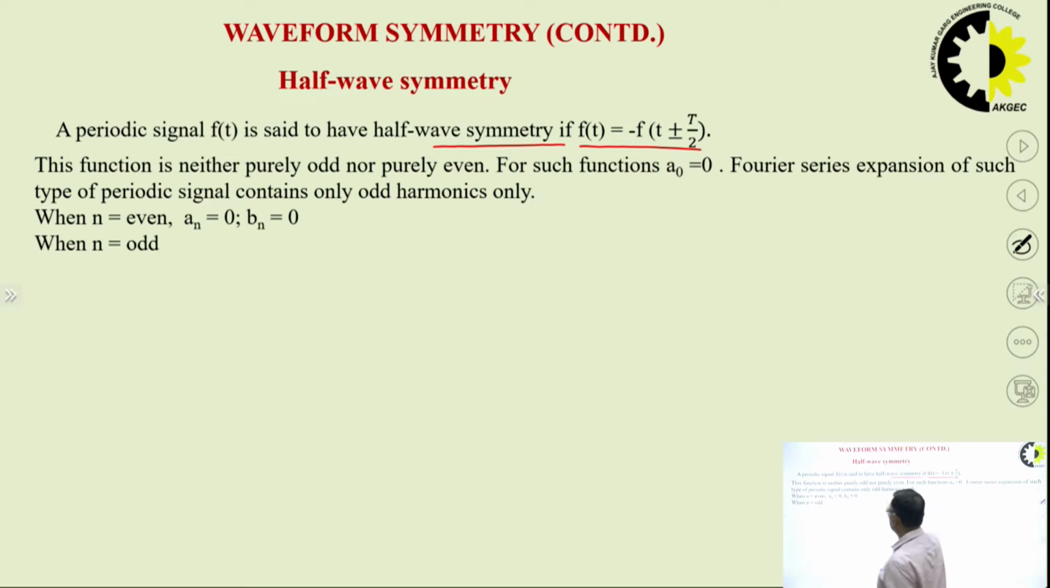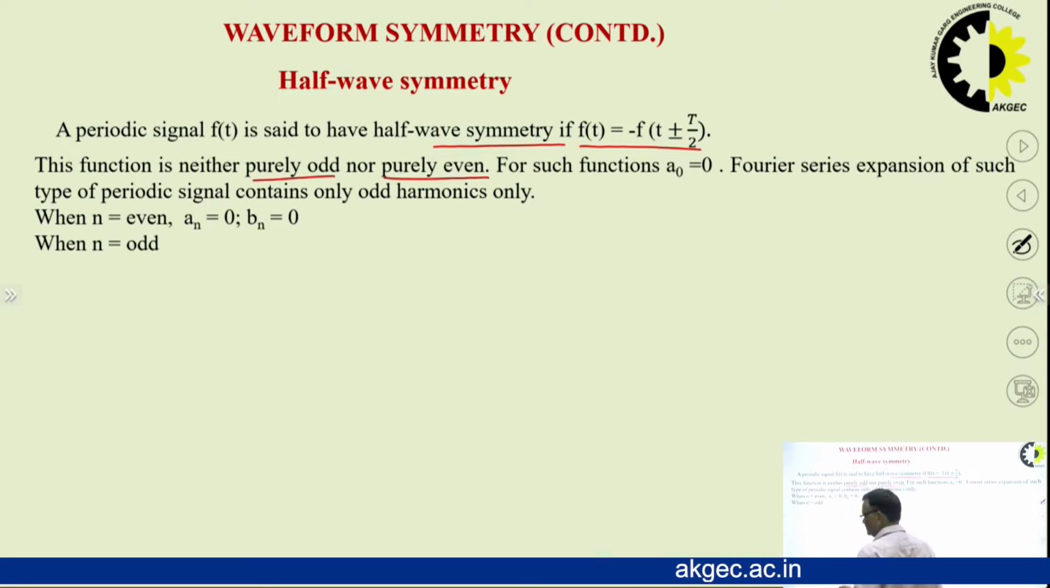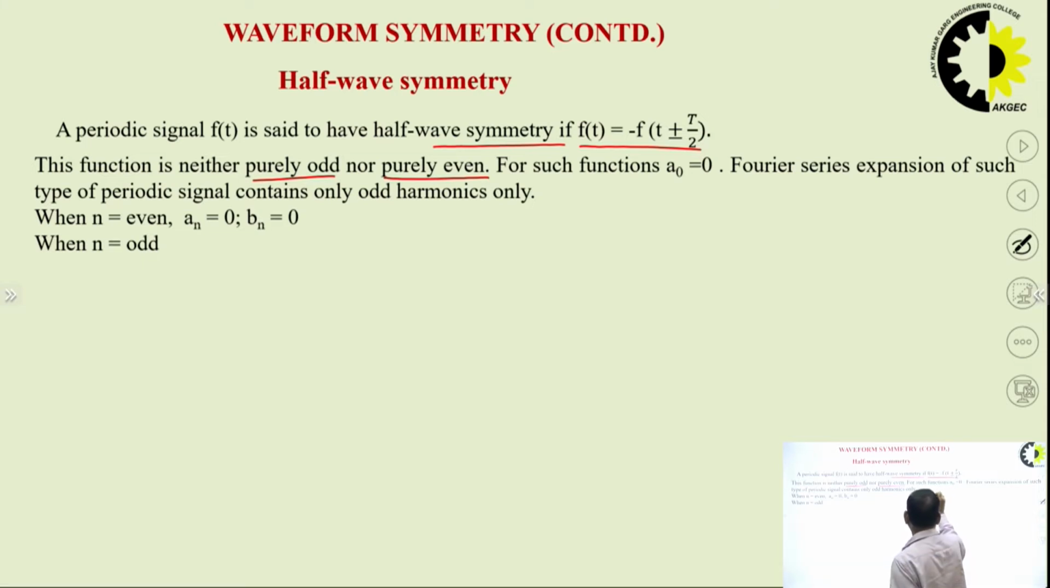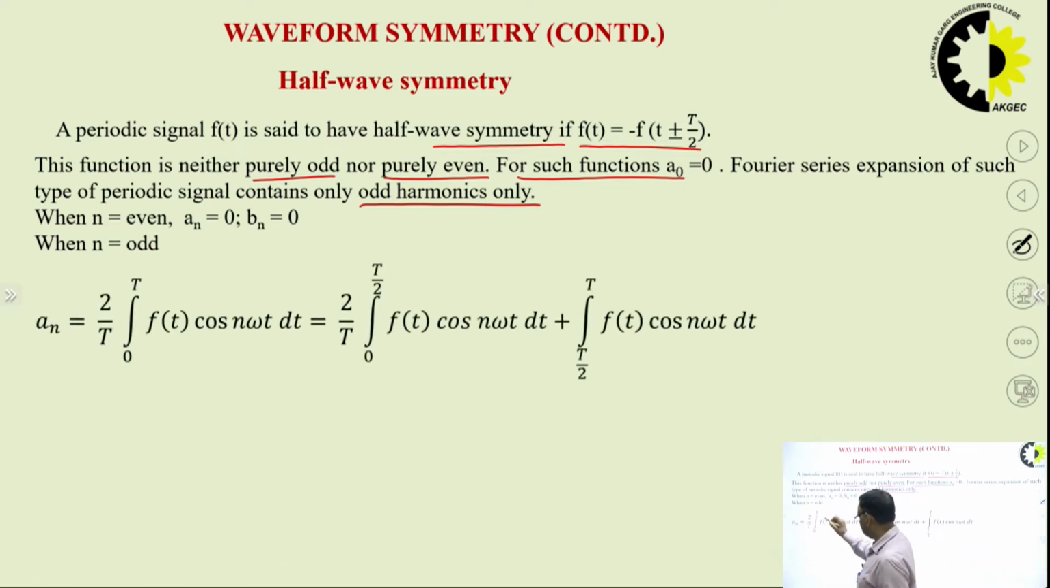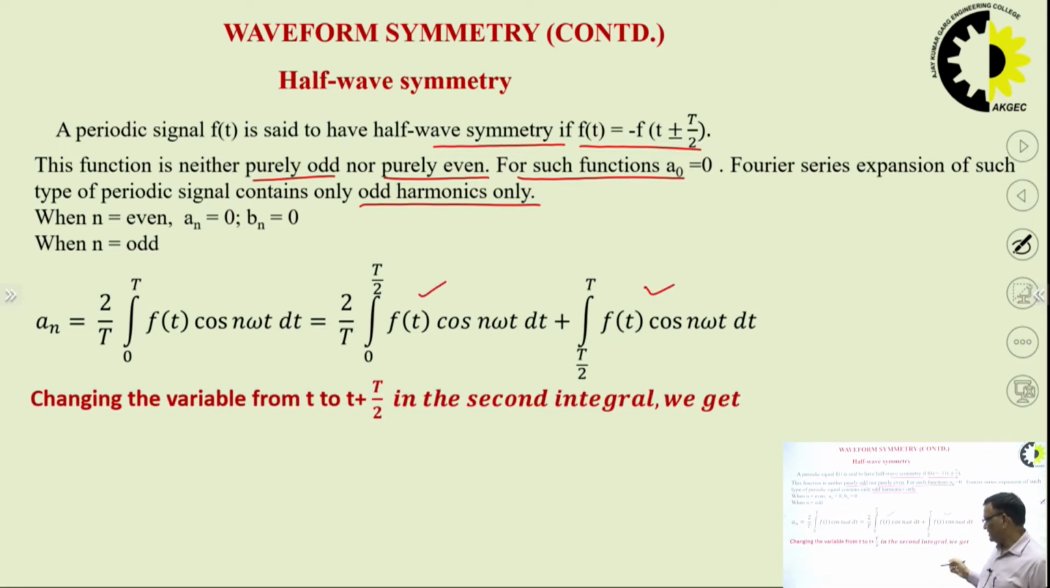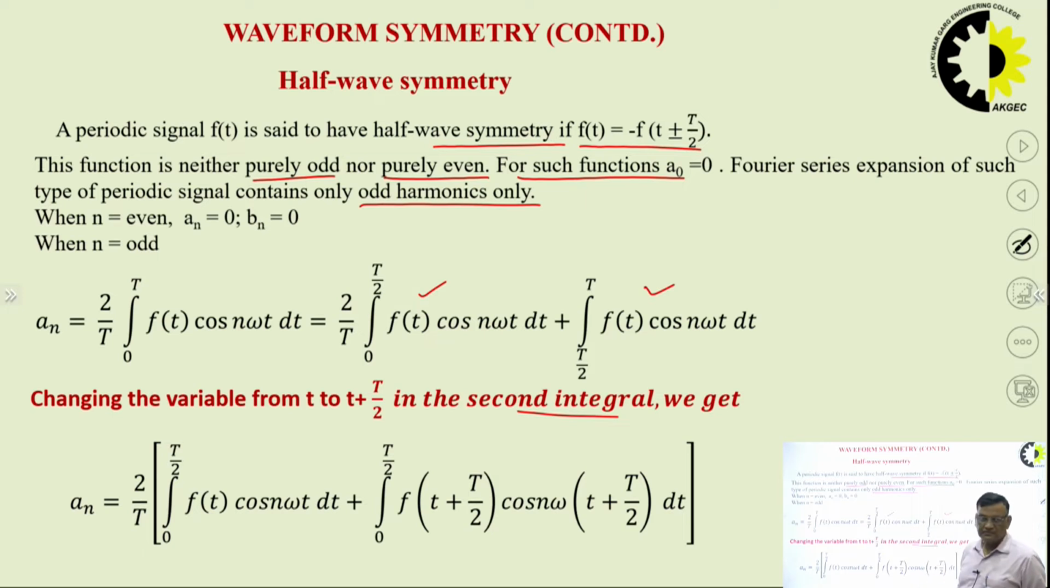This function is neither purely odd nor purely even. In some cases we will discuss those cases later on, and for such functions A0 is 0. The Fourier expansion of such a periodic signal contains only odd harmonics. When n is even, An is 0 and Bn is also 0. When n is odd, write down the expression for An here, and then change the variables from t to t plus T by 2 in the second integral, and we get this. These are the steps by which we calculate An.